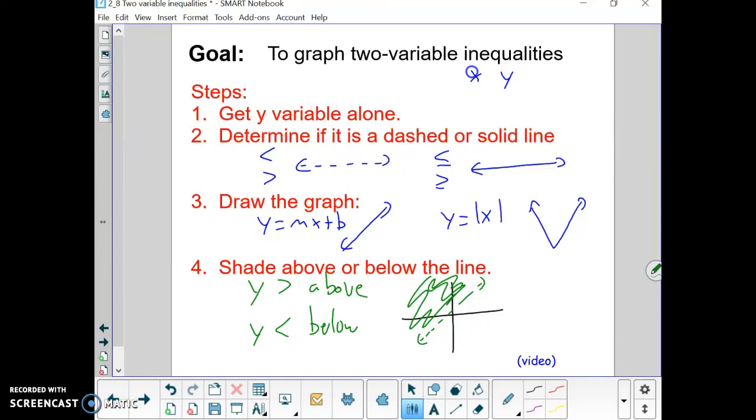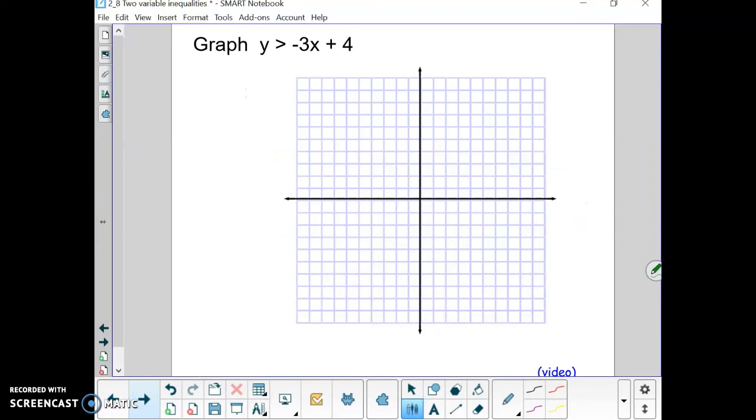All right, so let's do a couple examples. First one is we've already got y alone, and we're going to be graphing a straight line because it's not an absolute value here, it's just an mx plus b situation. So we're going to make the line, it's kind of like you go to the land of make-believe and pretend that it was an equation for a second. So we're going to graph it like it's an equation where we have a y-intercept of 4, and then we have a slope of -3, down 3, right 1, down 3, right 1.